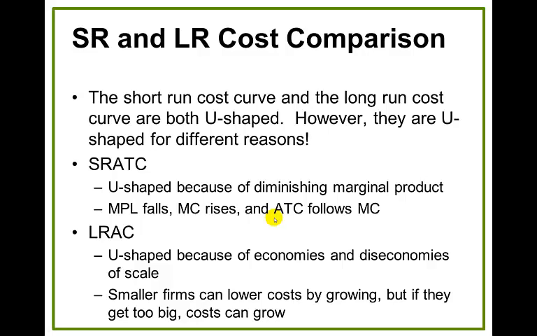So we could finally compare short run and long run cost curves. The short run and long run cost curves are both U-shaped. However, they're U-shaped for different reasons. In the short run, we have U-shaped cost curves because of diminishing marginal product. Marginal product of labor falls, marginal costs rise, and then the ATC follows the marginal cost. In the long run, U-shaped cost curves are all about economies or diseconomies of scale. So what we have are situations where maybe smaller firms can grow and lower their costs, but if they get too big, then their average total costs can rise.